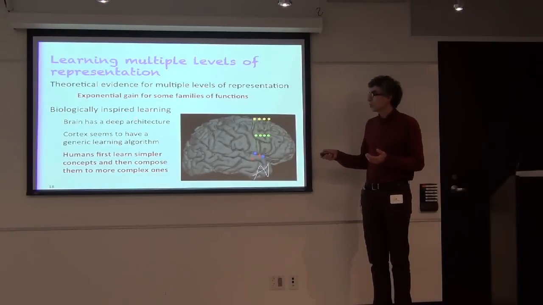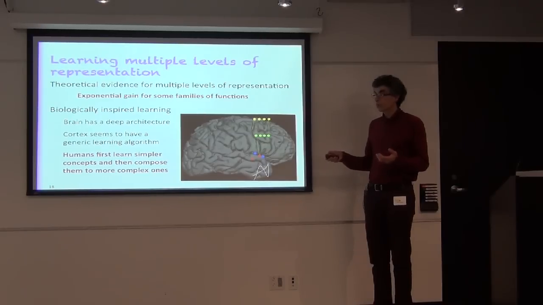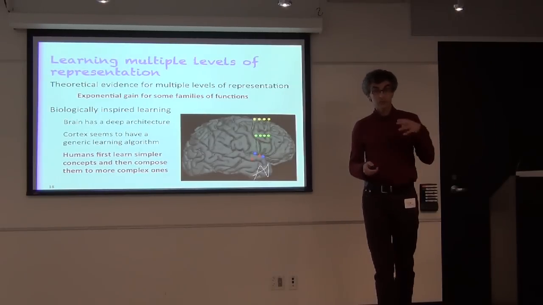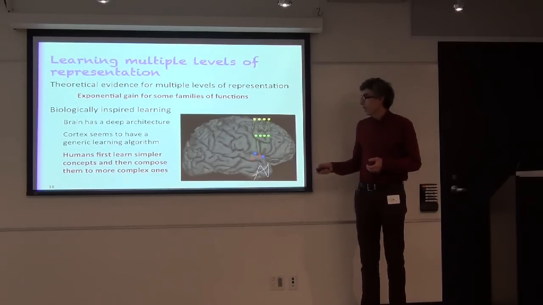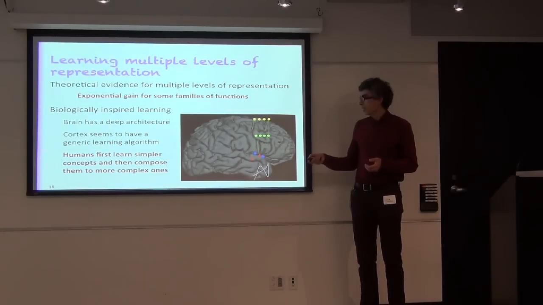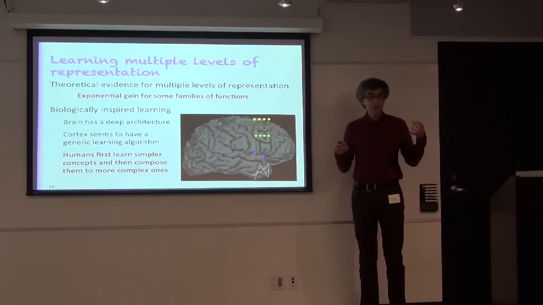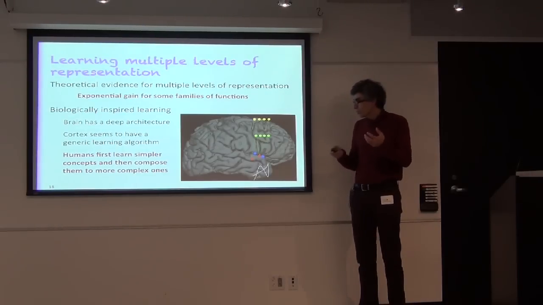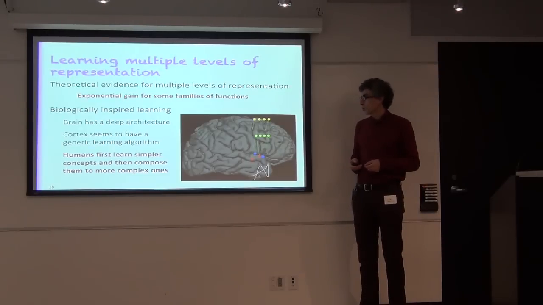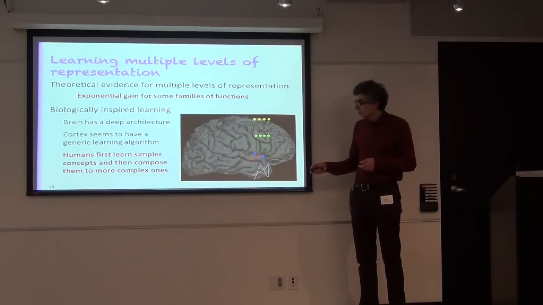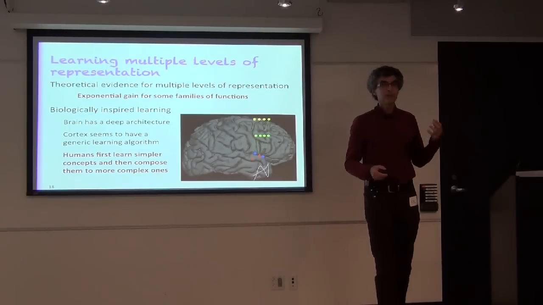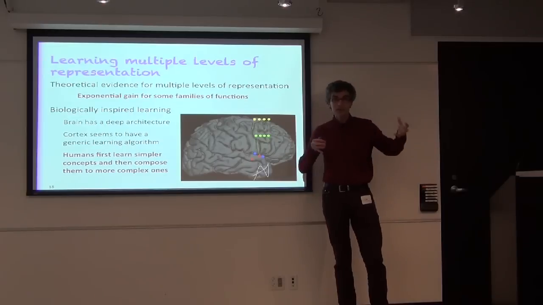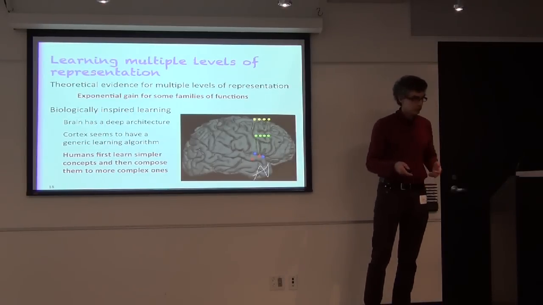And of course, there are biological motivations, like the brain seems to have a deep architecture. This is especially true of the visual cortex, which is the part we understand best. And the cortex seems to have a generic learning algorithm, where the same sort of principles seem to be at work in terms of learning everywhere in the cortex. Finally, there are cognitive motivations, like the fact that we learn simpler things first, and then we compose these simpler things to build high-level abstractions.